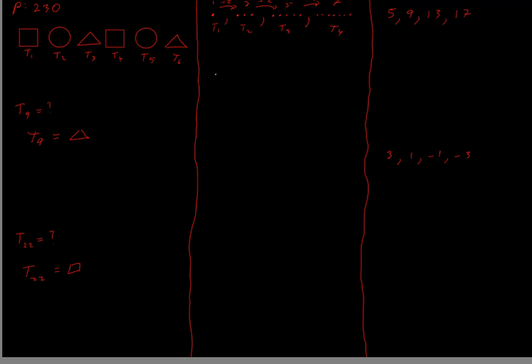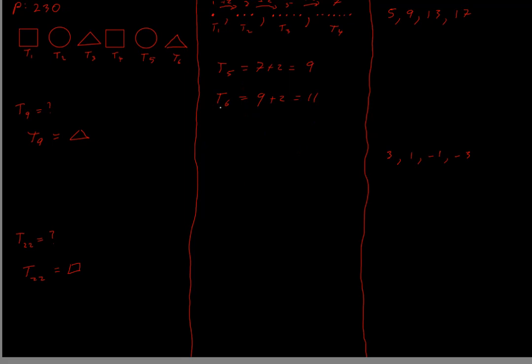Therefore, what would be the 5th term in my pattern? Well, I'd add 2 on to 7. So I'd have 7 plus 2, and I'd get my 5th term would have to be 9. And what would be my 6th term? Well, I'd take my 5th term and add 2 to it, and I'd end up at 11. And that's how my pattern would continue on.